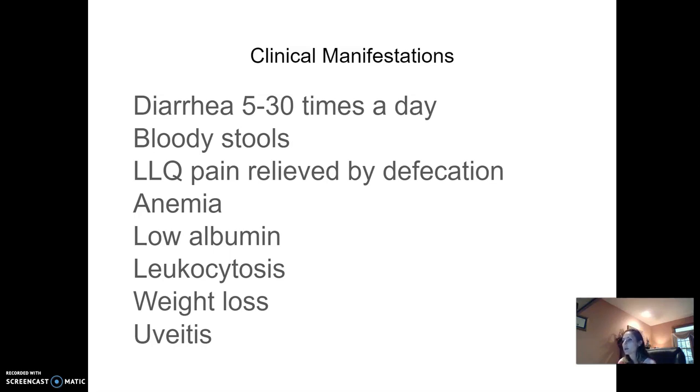Their white count may be up. Sometimes you see really severe weight loss with both of these patients. And then the uveitis is an inflammation of the middle layer of the eye, so you may see the eyes get really red.